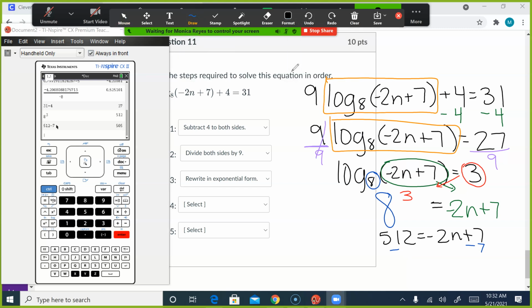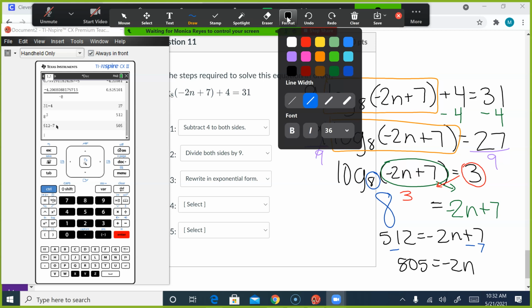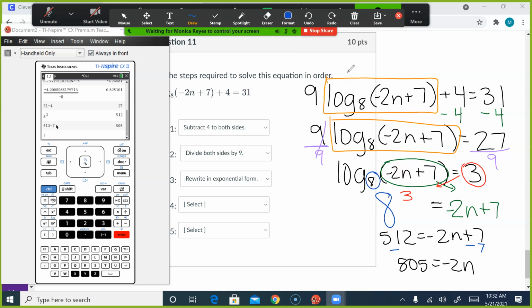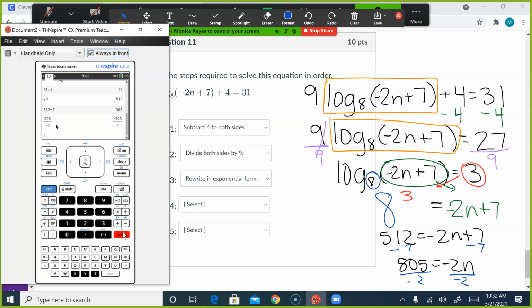505 equals negative 2n. And then divide by the negative 2. Divide by negative 2. And we get our answer. Well, if you need it as a decimal, over here you do menu, number 2, and then decimal, and it puts it in decimal form.